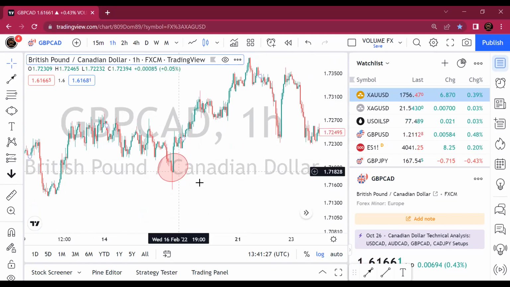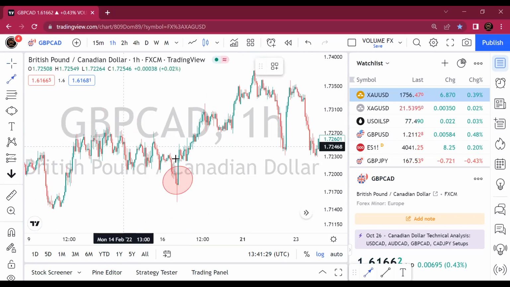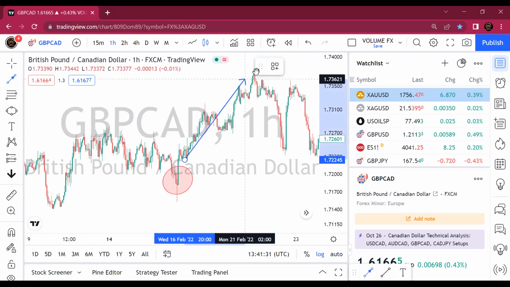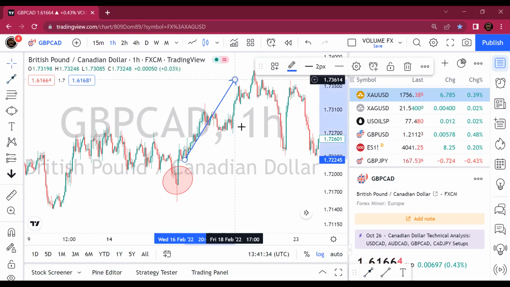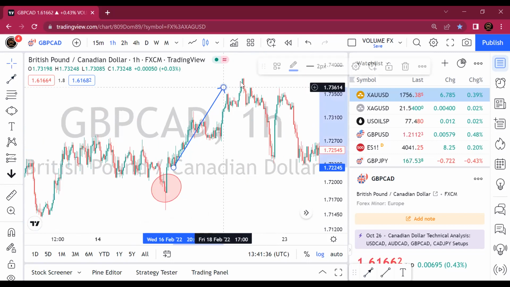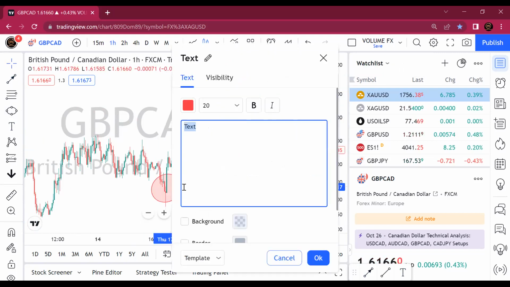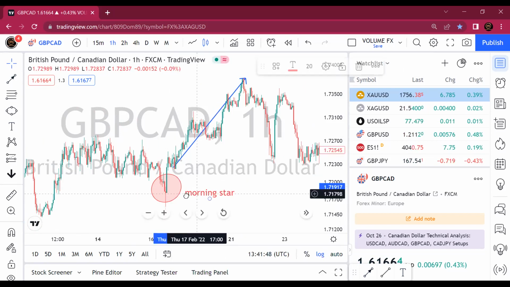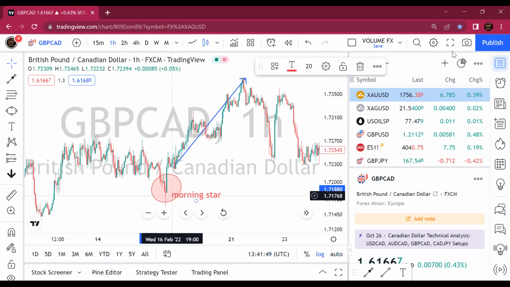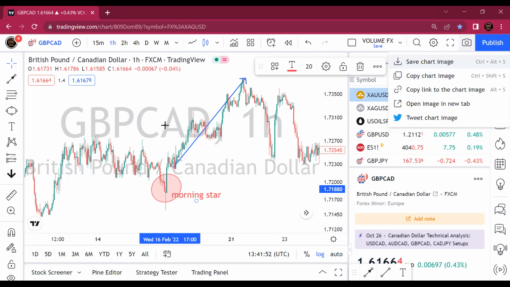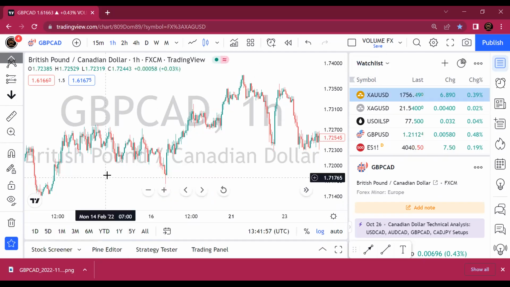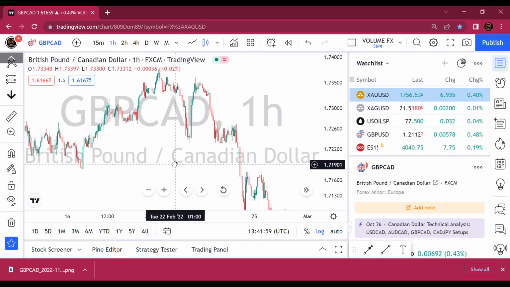Remember, we will always be showing by our homework how that arrow, that up, going up. Because where did it go? The market went where? The market went up. Then come here. That is what? The morning star. Okay. That is a morning star right there. That is a morning star right there. Then you come here, save your chart image. Okay. That is a morning star.